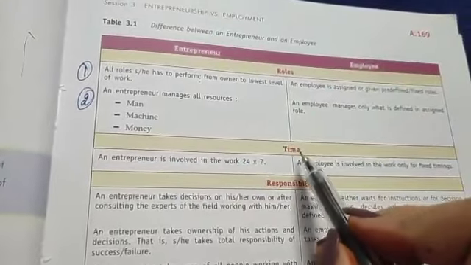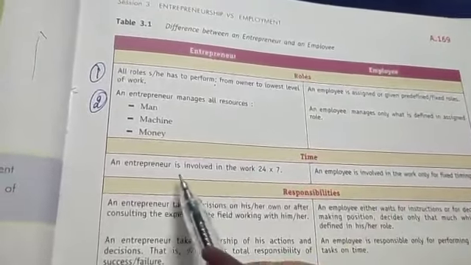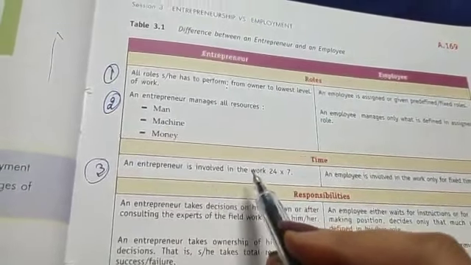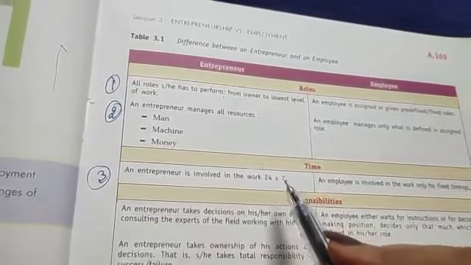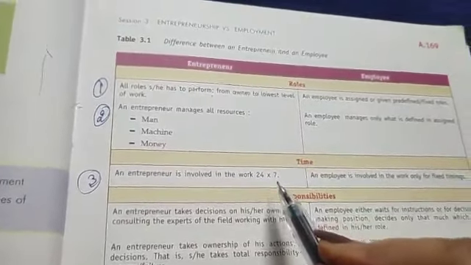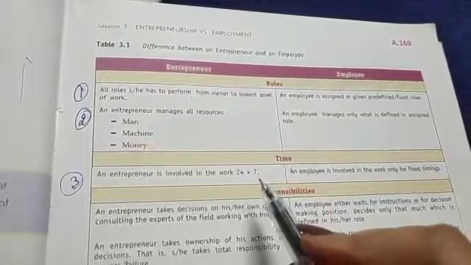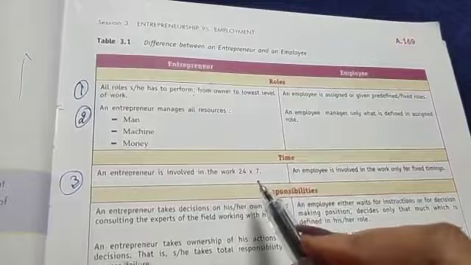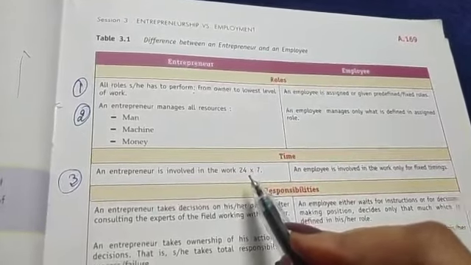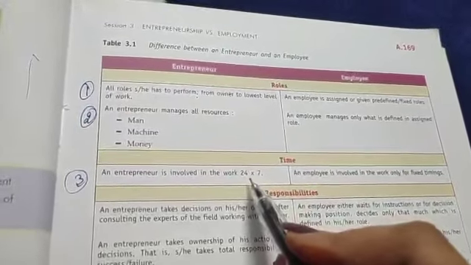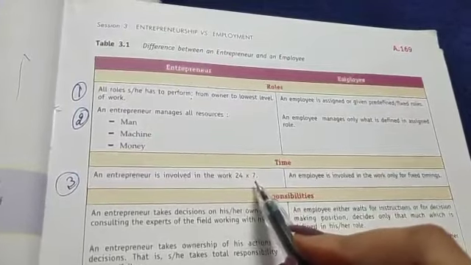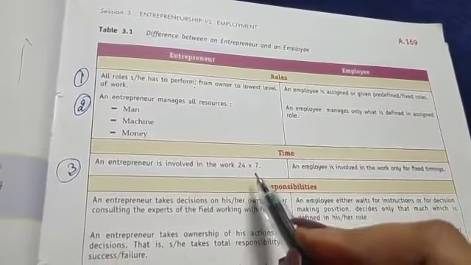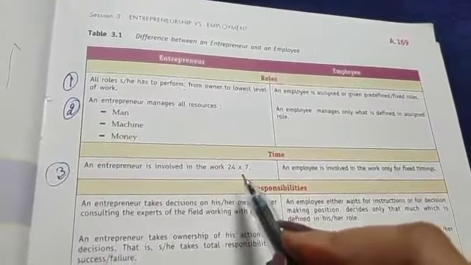The next difference is based on time. The third point is that an entrepreneur is involved in the work 24/7. As the business is set up by the entrepreneur, he is the main person, the resource person, the owner of the business, so he has to spend much time in his business. Twenty-four hours, seven days a week, he has to work very hard, as the business is his own, not of another person.